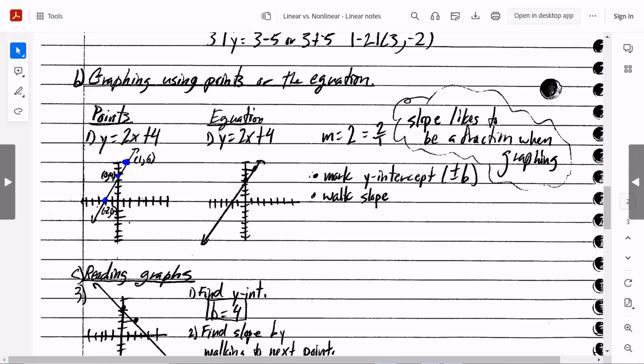Okay, again, do you need all 3? No. Do you need at least 2? Yes. So once you've got those 2, draw a line through it. I used a ruler to make it look better for you. Okay, so there you go.